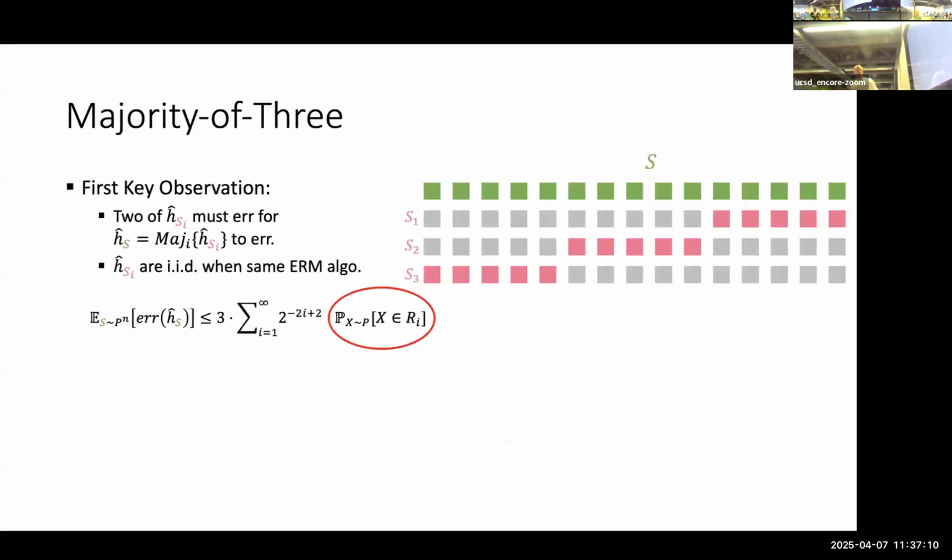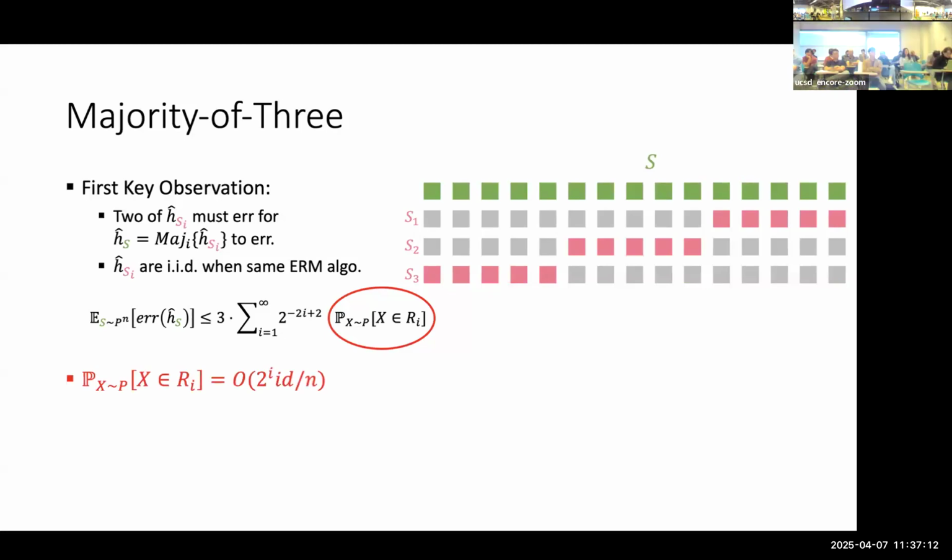So now we can combine this in here. We have this bound that the probability of seeing a point from this region is 2^i d over n. If we insert it, now we have this 2^(-2i) times 2^i times i. So that goes down geometrically faster. So it's dominated by the first term, and you just get this order d over n.